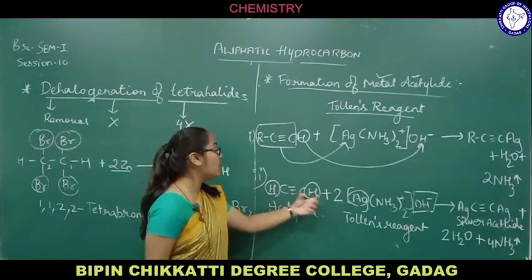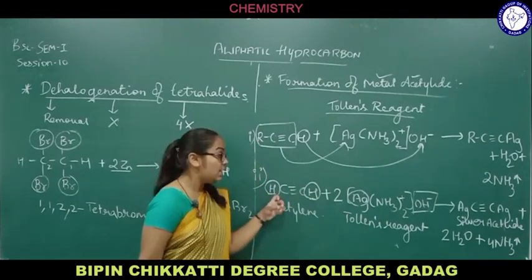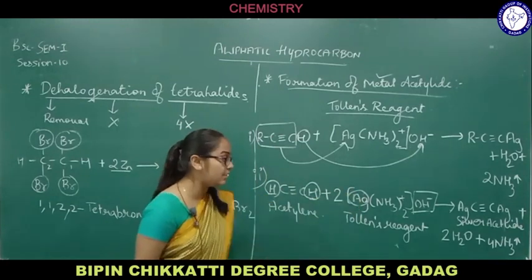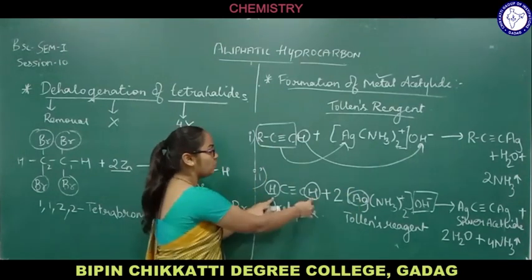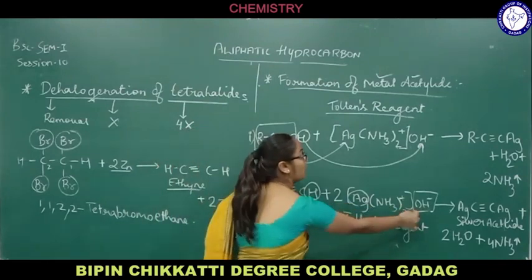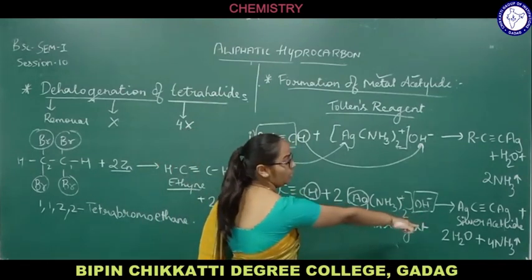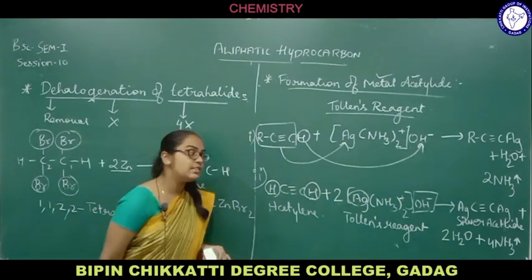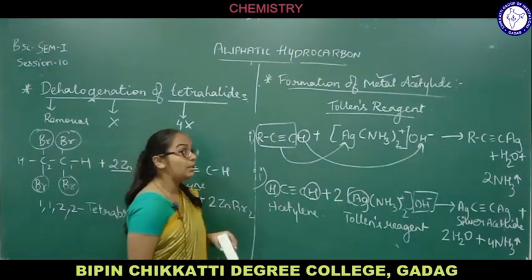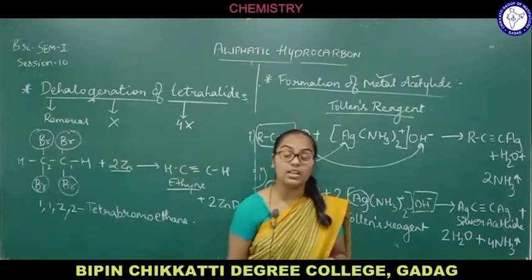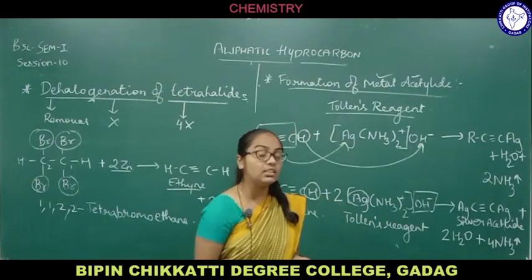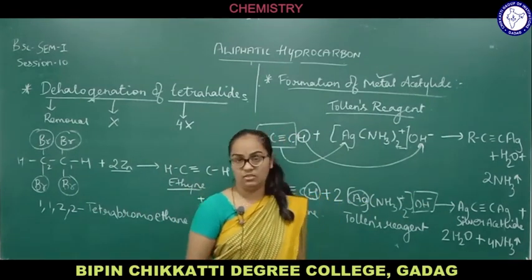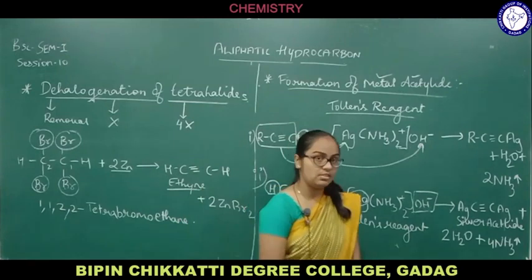Whatever the 2 hydrogen atoms are there in the acetylene, they will be going to get replaced by the 2 silver metal to form a silver acetylide. And the remaining 2 hydrogens will get combined with the 2 hydroxyl ions to form 2 water molecules and 4 ammonia gas, right? So this is how the formation of metal acetylide will take place with the help of alkyne and the Tollens reagent, and the silver acetylide will get precipitated. Okay, so this is the reaction which is taking place.